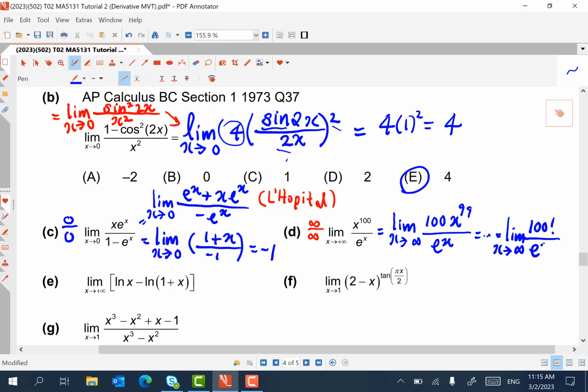Fun fact, I once tried to calculate 100 factorial by hand, it did not end well. Yeah, I can't calculate 100 factorial.